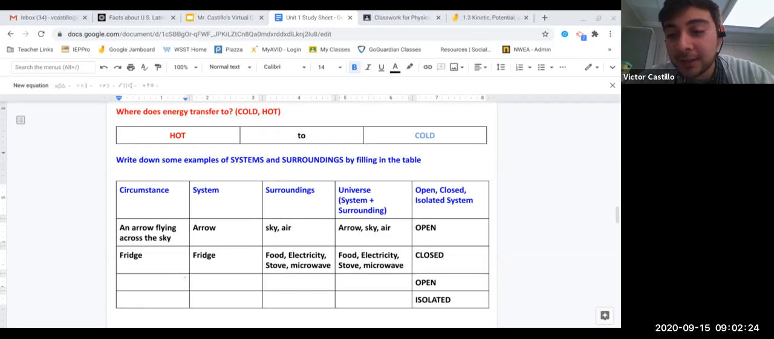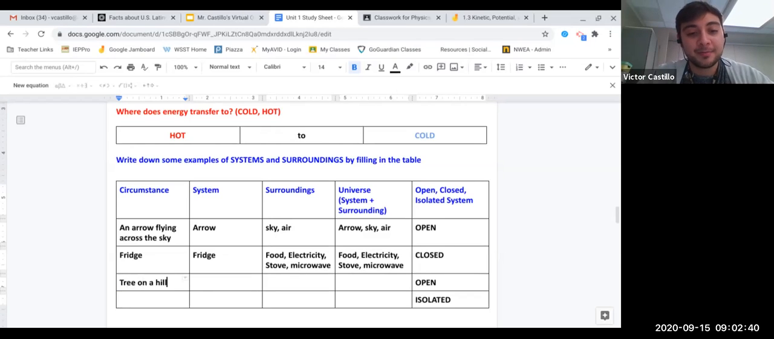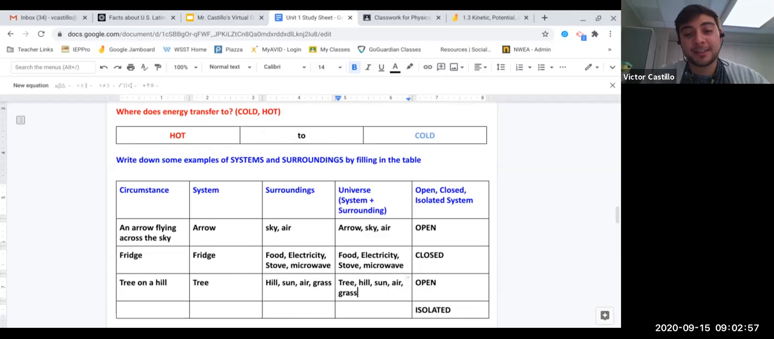I believe there may not have been another example, so I'll just put one more. Actually, there was another example in there. You put the tree, right? Tree, sunlight, and soil, rocks. So an example could be a tree on a hill. If we focus on the tree, which is our system, then everything around it, the hill, the sun, the air, maybe the grass, that's our surroundings. And the universe is everything put together: hill, sun, air, grass. And it's an open system because you can transfer matter and energy in and out.